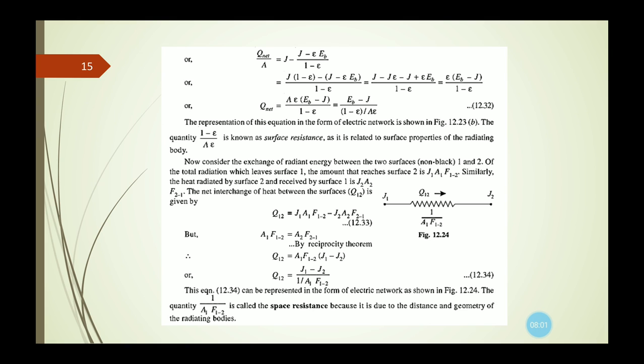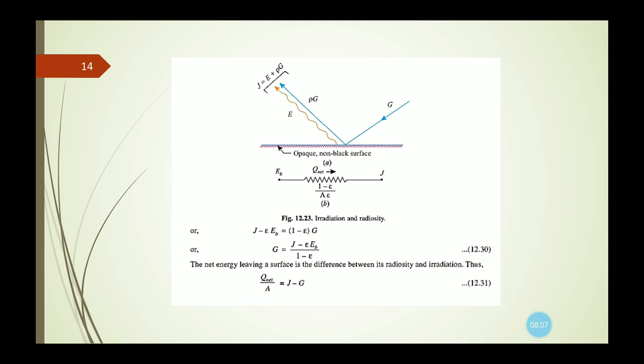Now the representation of this equation in the form of an electrical network is seen here in figure 12.23b. Here you can see the black body emissive power of the perfect black body, and the radiosity is also there. Q net is represented, and in the electrical network circuit the resistance is written with the formula 1 minus epsilon divided by A epsilon.